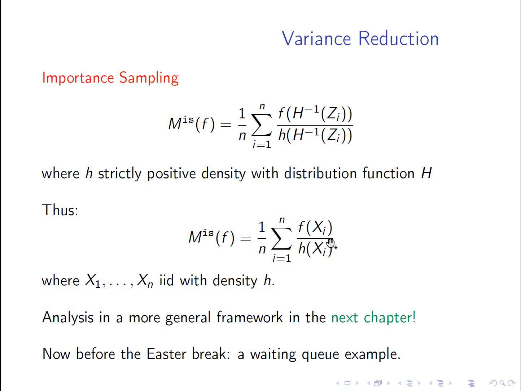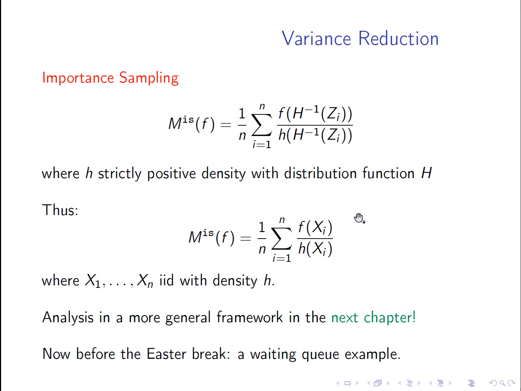And this method is still a good method. Why? If you look at the expectation of this random variable, by a direct computation you see that the expectation of this is still the integral from 0 to 1 of f(x) dx, the quantity which we want to estimate. So here we have x1 up to xn IID with density h.